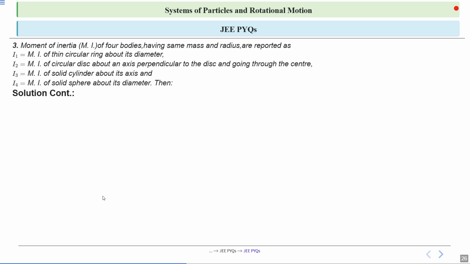Now, from the calculations, it is clear that I1 equal to I2 equal to I3 equal to 0.5 mr square, but I4 equal to 0.4 mr square. Therefore, I1 equal to I2 equal to I3 and it is greater than I4.